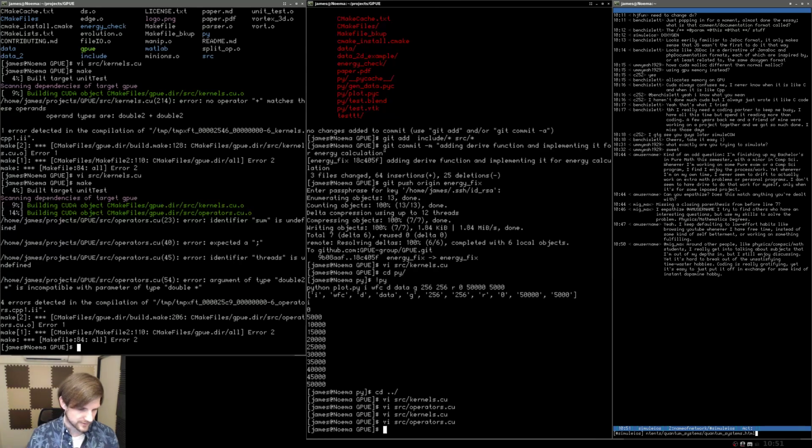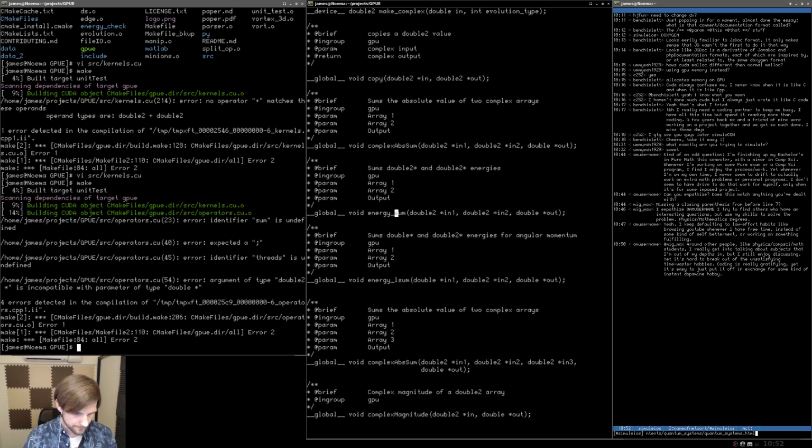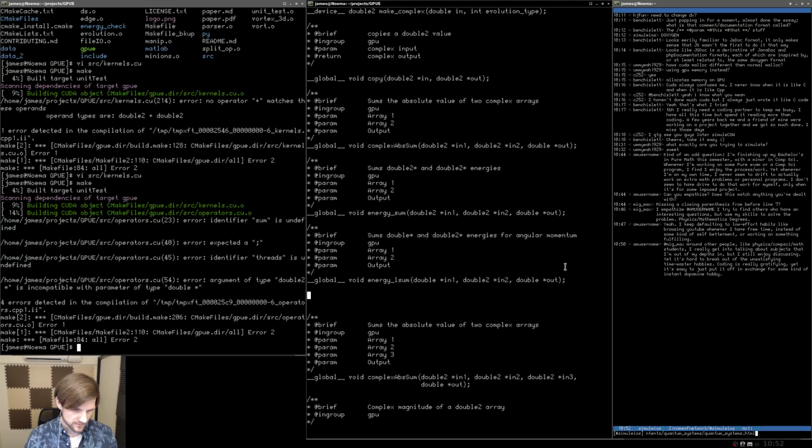Oh, that's because I forgot to put this in the include file. VI include kernels, sum, void energy sum. So I think I'm just going to put it down here because it's very much the same. This should be energy sum.